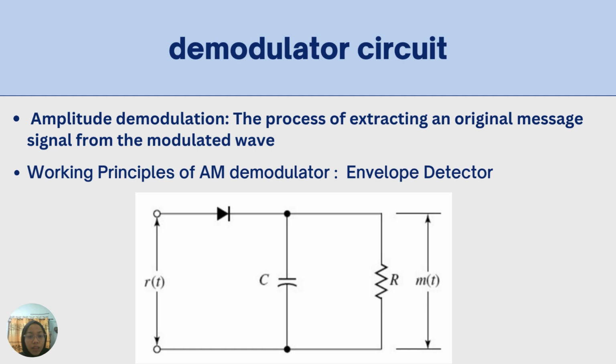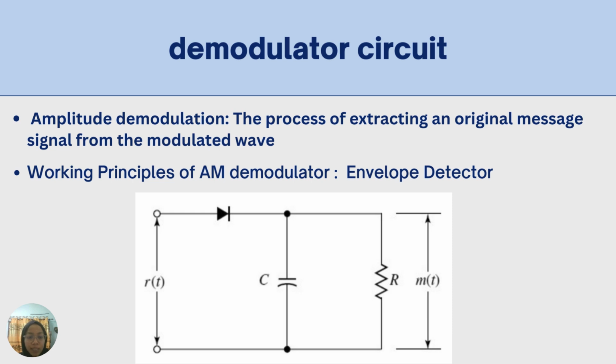Envelope demodulator, or envelope detector, is for detecting and demodulating the high level amplitude wave. The envelope detector includes a diode and a low pass filter. The diode is the primary detecting device. The low pass filter has a resistor and capacitor in parallel.